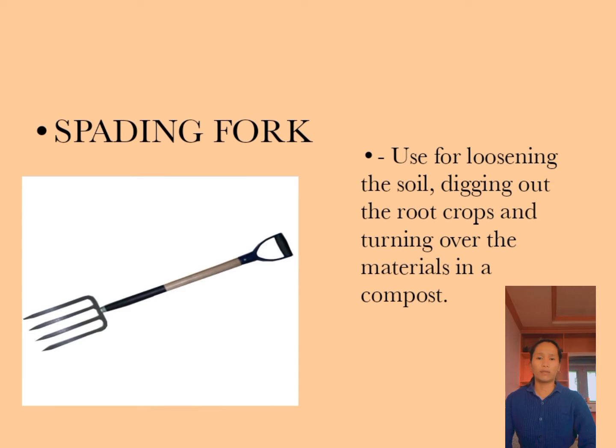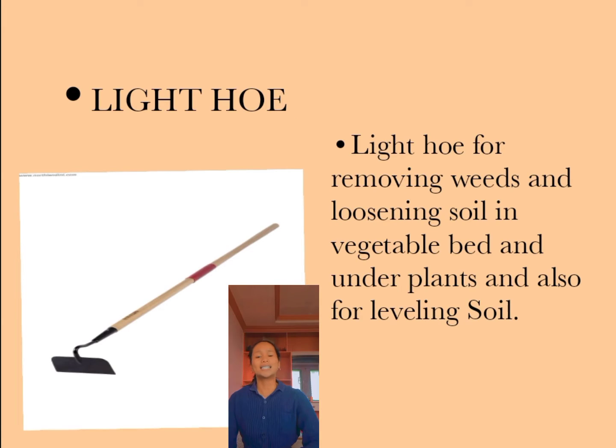Next is a spading fork, used for loosening the soil, digging out root crops, and turning over the materials in a compost. Next is light hoe. A light hoe is for removing weeds and loosening soil in vegetable beds and under plants, and also for leveling soil.